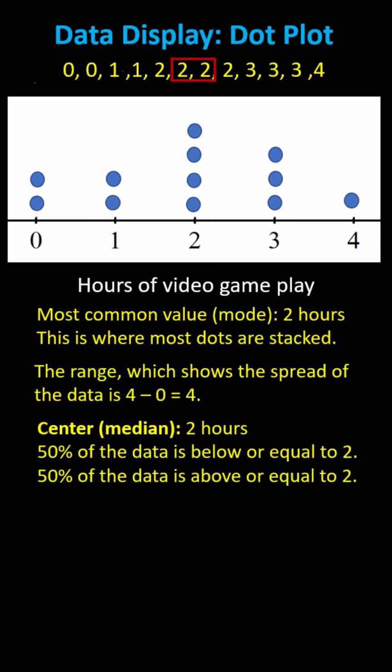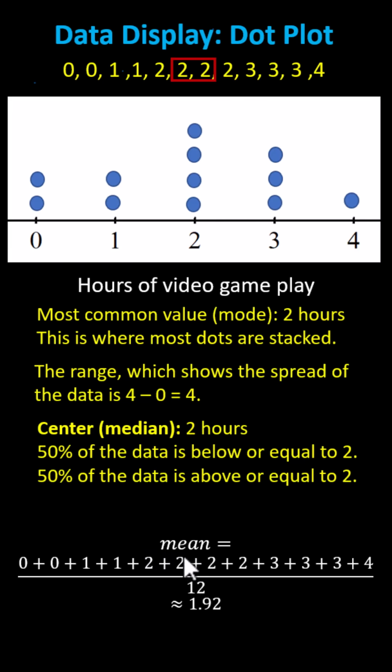And let's also determine the mean, another measure of center. The mean is the same as the average. To determine the mean, we add the data values and divide by the number of data values, which is 12. The mean is approximately 1.92.